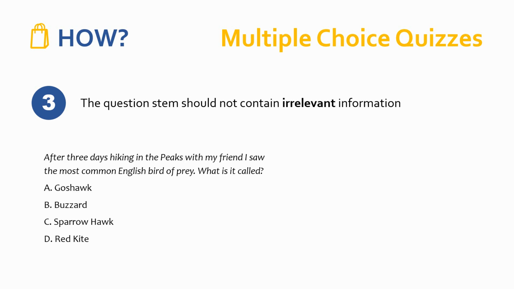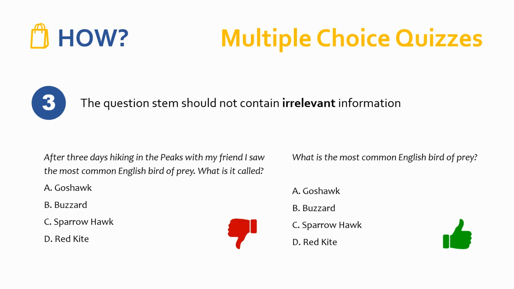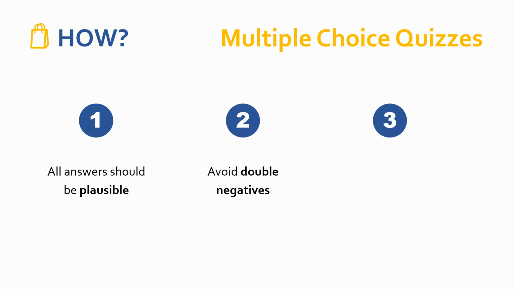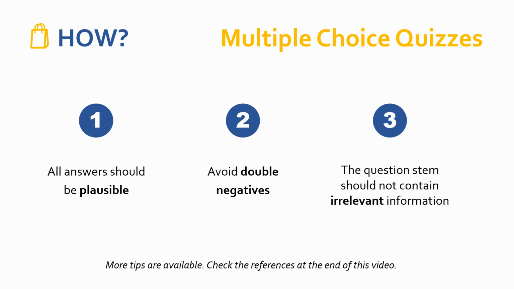So that might look like this, again a slightly silly example: after 3 days hiking in the Peaks with my friend, I saw the most common English bird of prey. What's it called? It's much more simple to say, what is the most common English bird of prey? Number one, all answers should be plausible. Number two, we need to avoid double negatives in our MCQs, and the question stem should not contain irrelevant information.